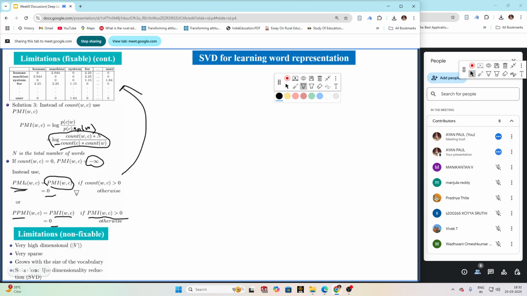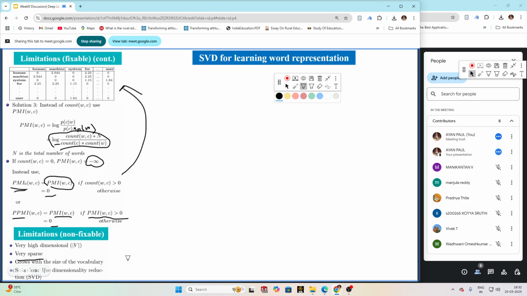Second, the values are sparse. You can see in the table the values appear only for very few terms, and all other values are zero. We have information, but it is very sparse, and other places are always empty. So that is again a non-fixable problem. Third, it grows with the size of the vocabulary, same thing.